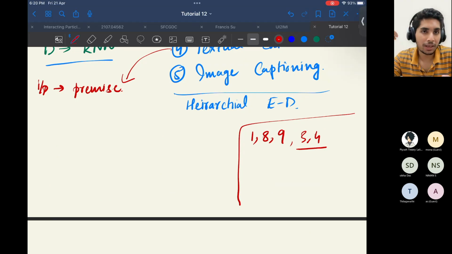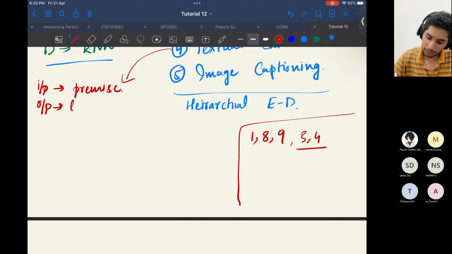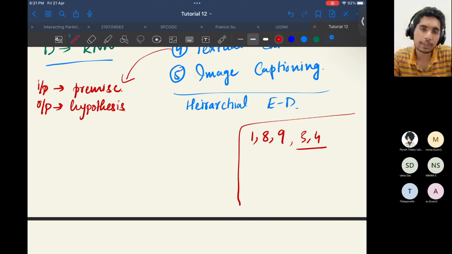For example, the one example that was given in the slides was that it is raining outside. This is a premise. What is the logical conclusion of this premise? The logical conclusion is that the ground is wet. If it is raining outside, it means that the ground will be wet, because water is falling on it. So your output is basically a hypothesis: given this premise, what is the expected outcome? What should happen?